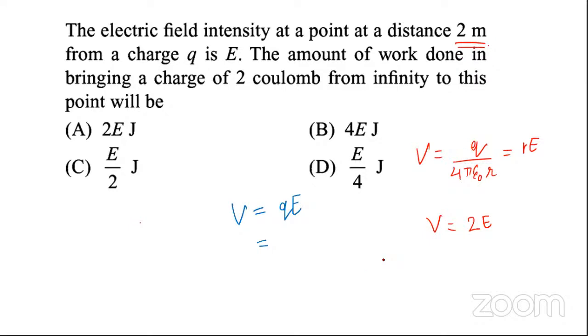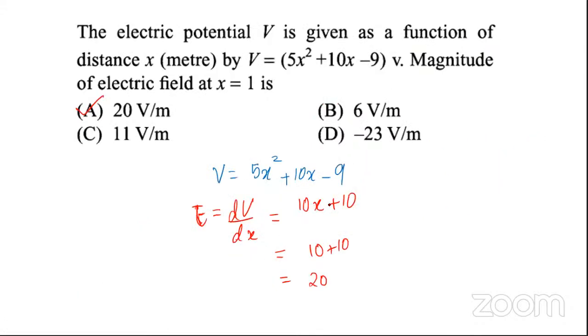So the amount of work done, sorry, this is work done. Work done will be given as Q is 2 coulombs, so 2, and the potential will be 2E. So that comes out as 4E. B will be the answer. Alright, let's move on to the next question.